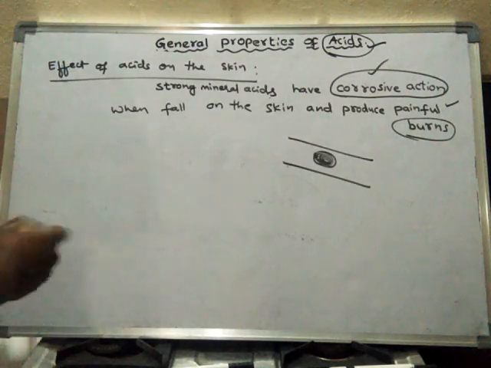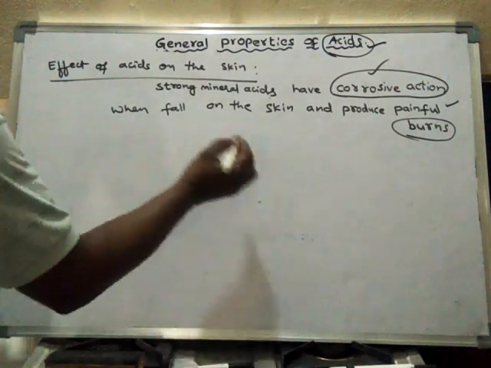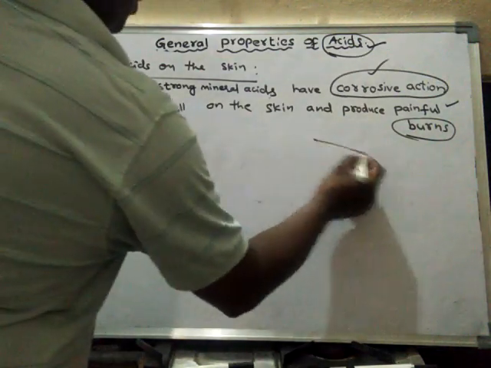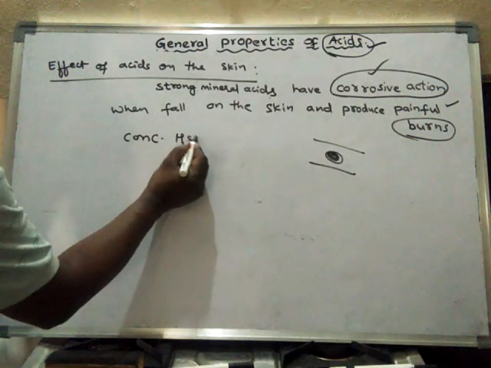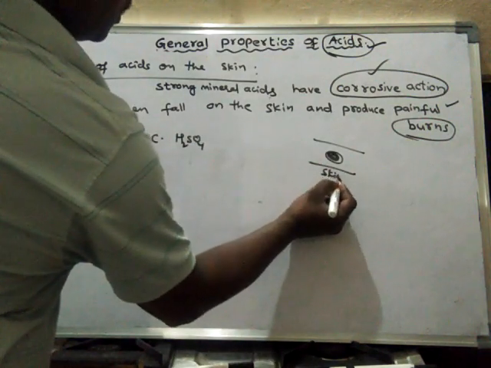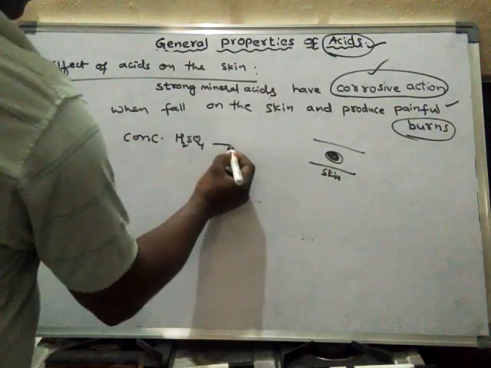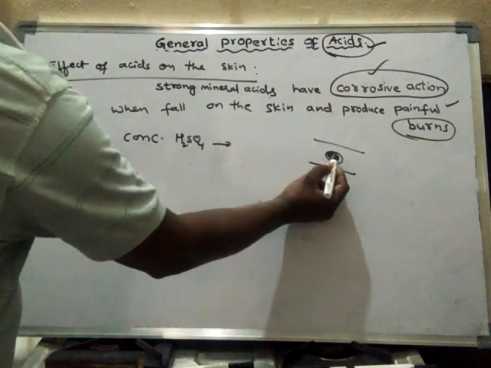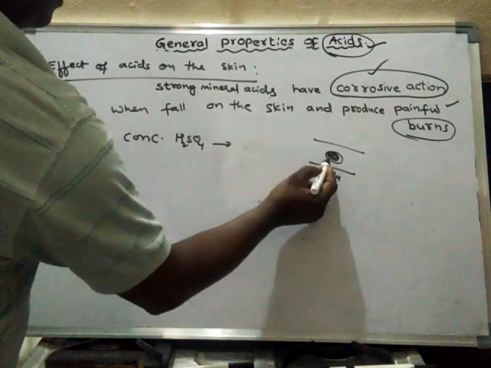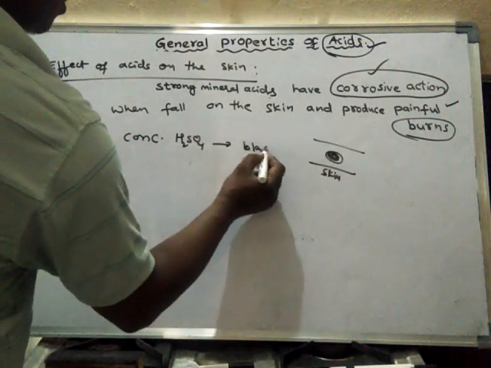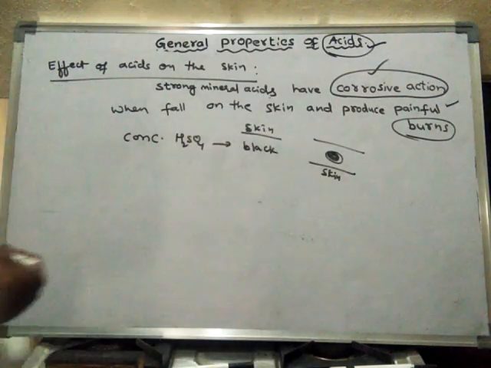Different acids will show different colors. For example, if concentrated sulfuric acid falls on the skin, then that area will become black. The skin in that area will become black.